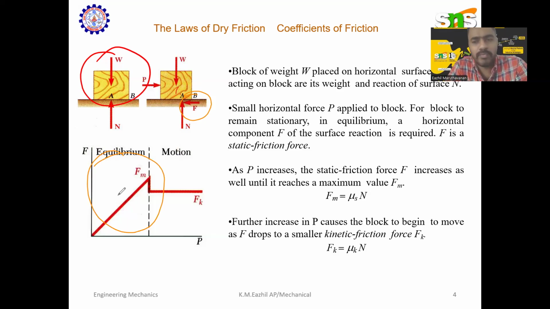The general formula for the frictional force is Fm = mu × N. For static conditions, we apply Fm = mu_s × N, where mu is the coefficient of friction. Whereas in kinetic friction, Fk = mu_k × N. This is what is given in the slide.